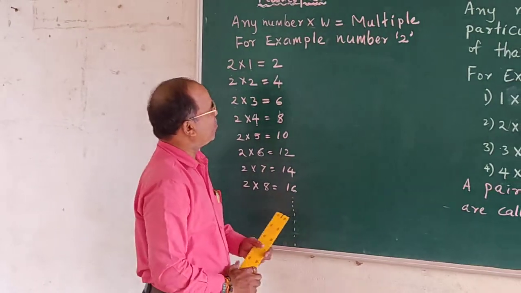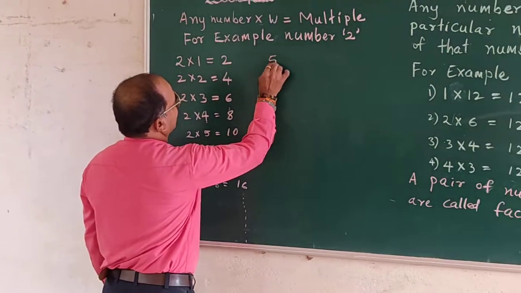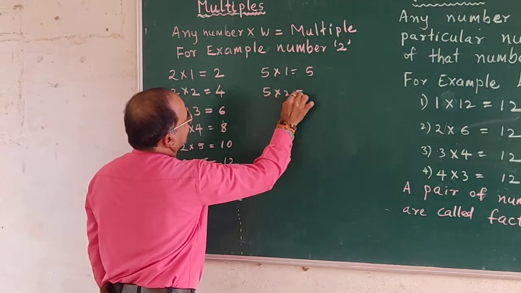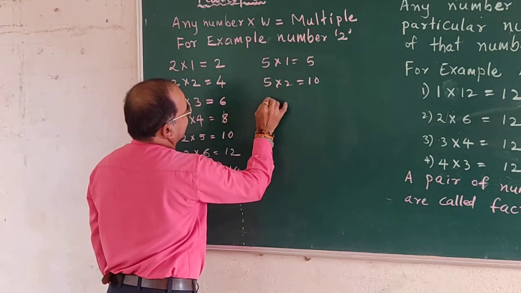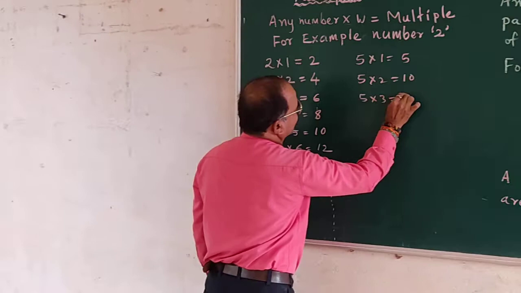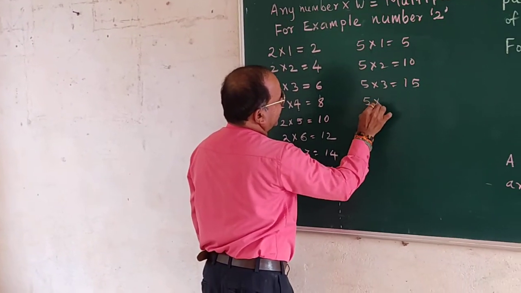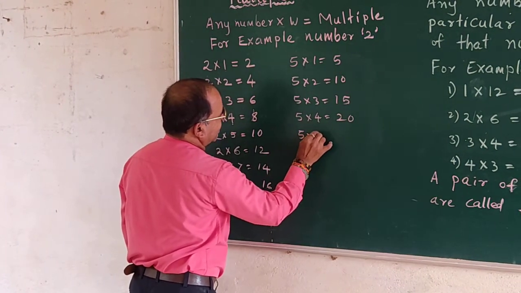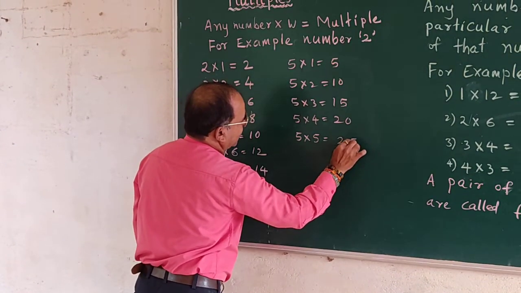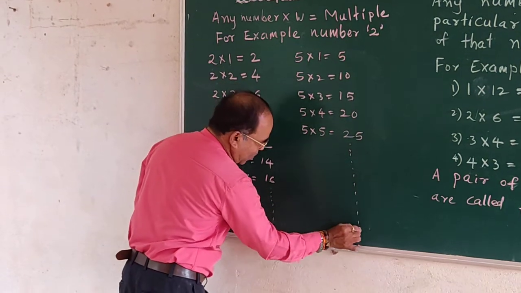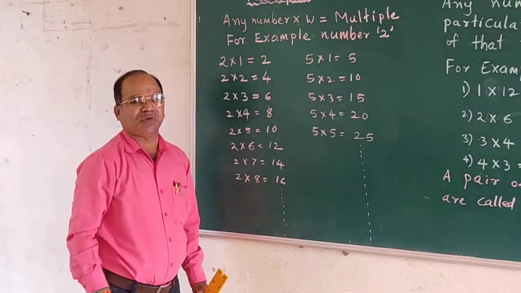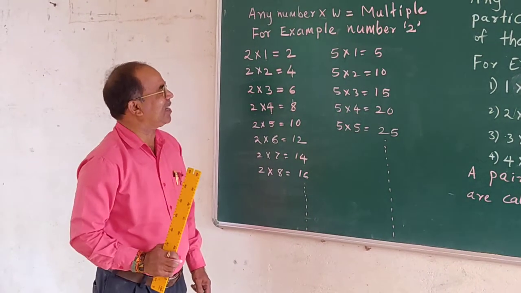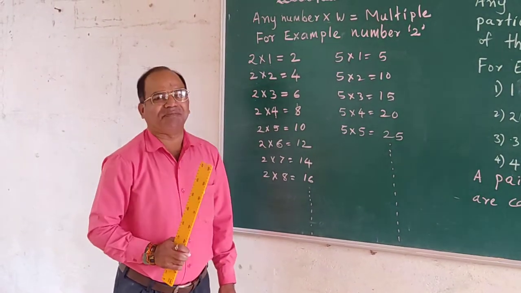Now let's take one more example. 5 into 1 is equal to 5. 5 into 2 is equal to 10. 5 into 3 is equal to 15. 5 into 4 is equal to 20. 5 into 5 is equal to 25. Likewise, it continues. With these two examples, I think you understand how multiples can be found.